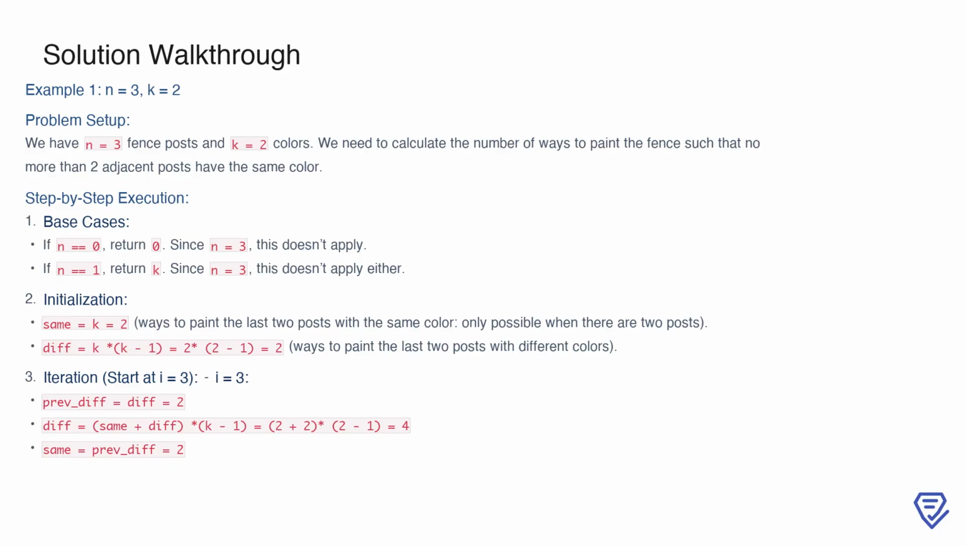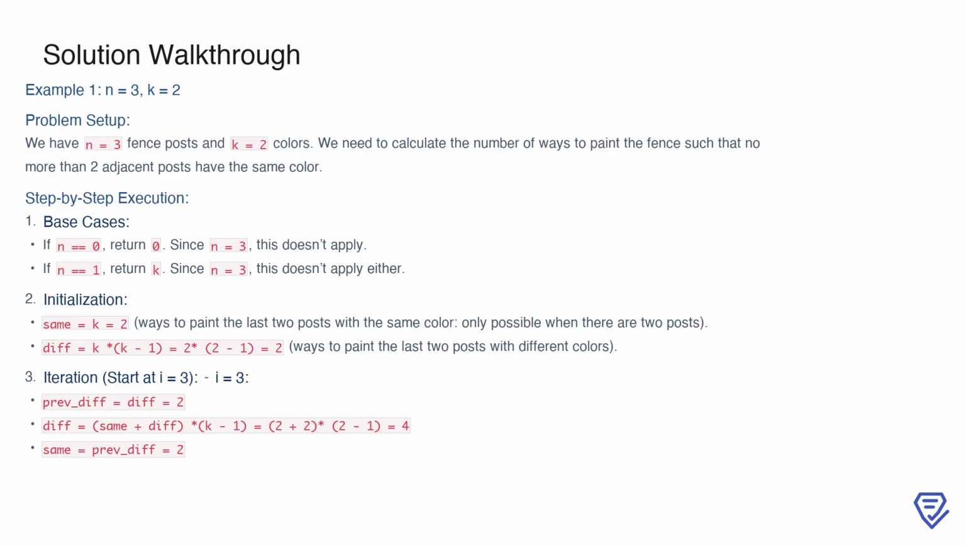To solve this problem, we start with n equal to 3 fence posts and k equal to 2 colors. The goal is to determine how many ways we can paint the fence so that no more than 2 adjacent posts have the same color. First, we address the base cases. If n is 0, there are no posts to paint, so the result is 0. If n is 1, we can paint the single post in k different ways. Since n is 3, neither of these cases applies.